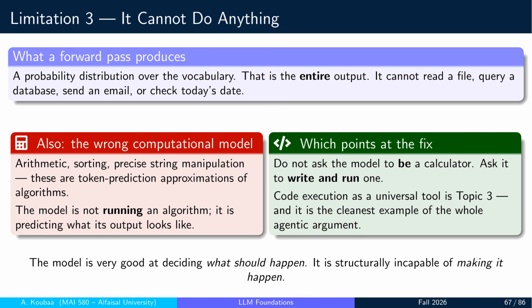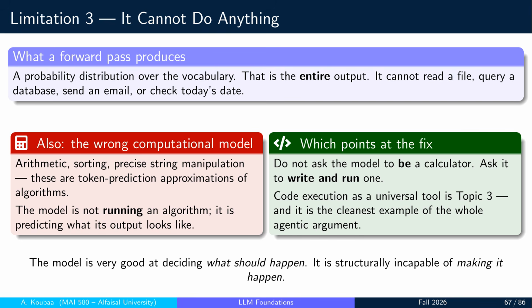Now the second block, which is a subtler version of the same problem, the wrong computational model. Arithmetic, sorting, precise string manipulation, these are token prediction approximations of algorithms. Ask yourself what is actually happening when a model adds 2 large numbers. It is not running an algorithm. It is predicting what the output of an algorithm looks like. Sometimes the prediction is correct, but that is not the same thing as computing it, and the difference shows up exactly when you stop checking.